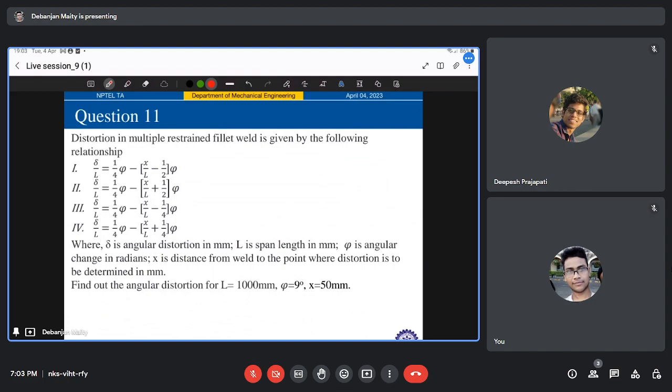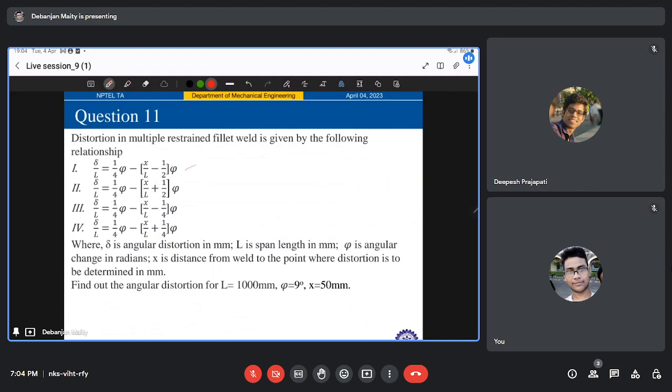So this is also again one of those questions where you need to put the value in your equation and just get the value out from there. So distortion in multiple restrained fillet welds. What is the equation? Do you remember? First one.